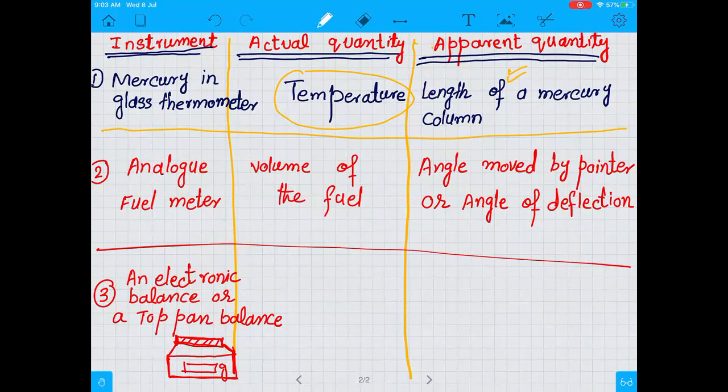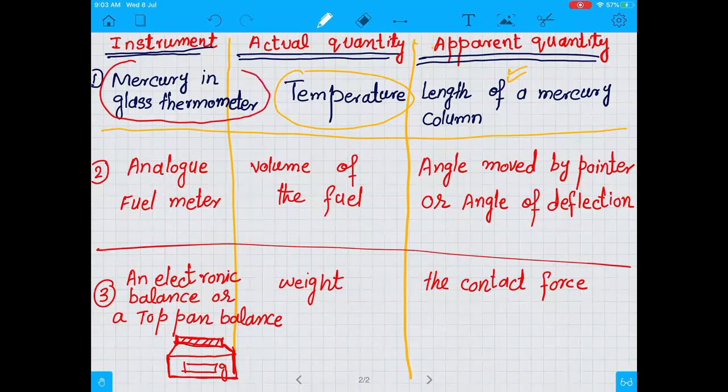So a top pan balance, its actual quantity and its apparent quantity. It is designed to read the weight. And instead of weight, it reads the push applied by the weight on the top pan balance, and that push is called the contact force. Even if you have no idea about top pan balance, just skip that. At least you understand the idea of mercury in glass thermometer.